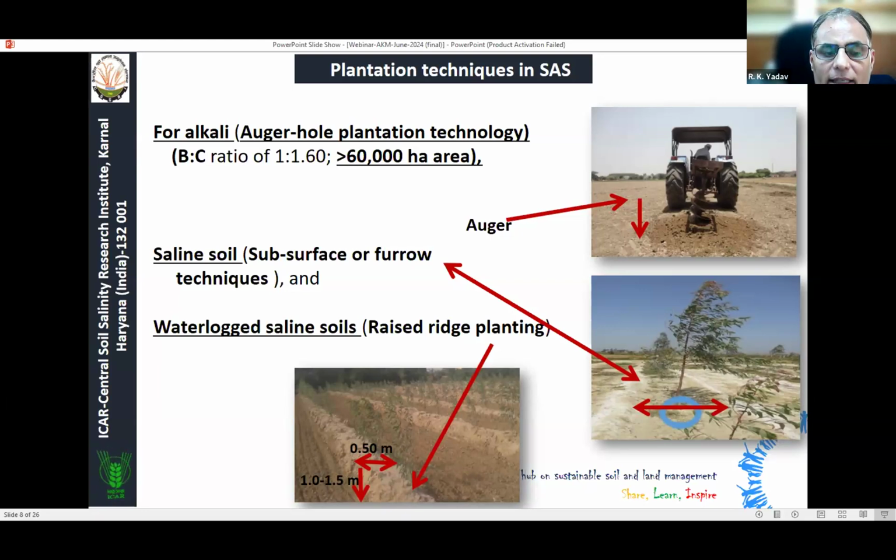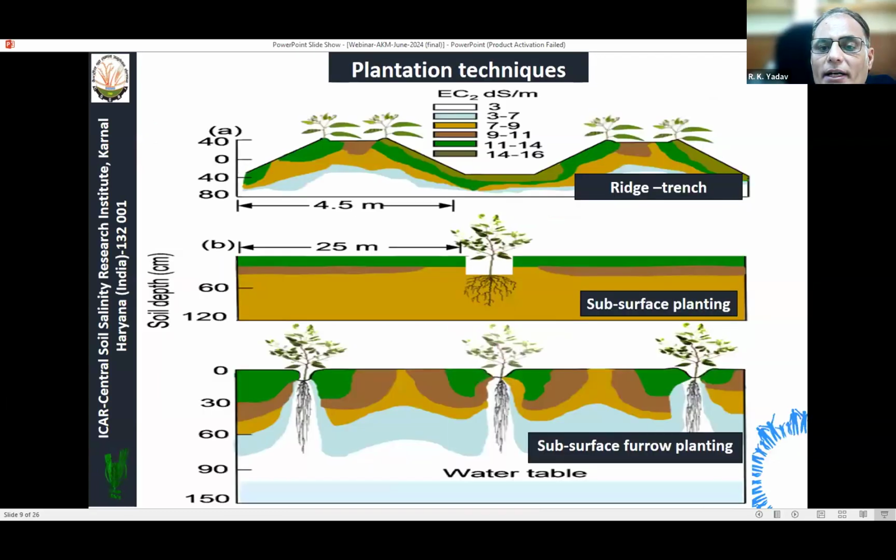And the other category, that is the waterlogged saline soils, we have raised ridge techniques, in which we are raising the plantation particularly to address the waterlogged salinity. And here, this slide I put deliberately just to show you how the salts are moving in the rhizosphere.